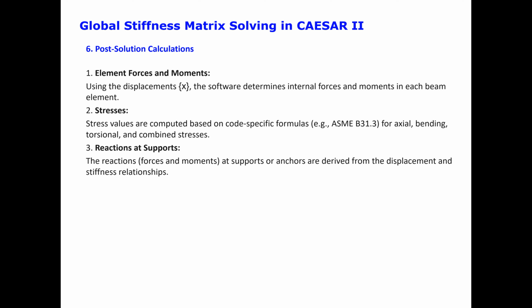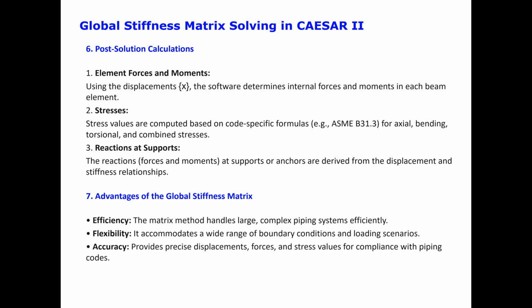Number 2, the software calculates the stresses, and these stress values are computed based on code specific formulas that we already discussed. In process piping, we normally use B31.3 for axial, bending, torsional and combined stresses. And third step, reactions at the supports. The software calculates the reaction forces and moments at supports or anchors, derived from the displacements and stiffness relationship. After solving the displacements, the Caesar software calculates forces and moments in each element, stresses in each element, and reaction forces and moments at the boundary conditions, meaning the supports.